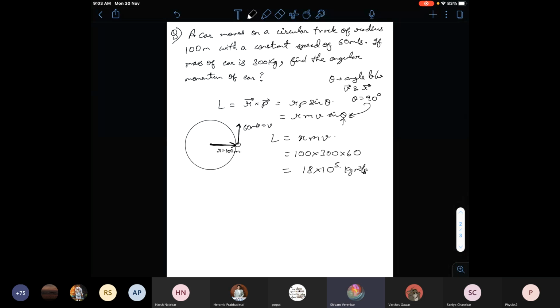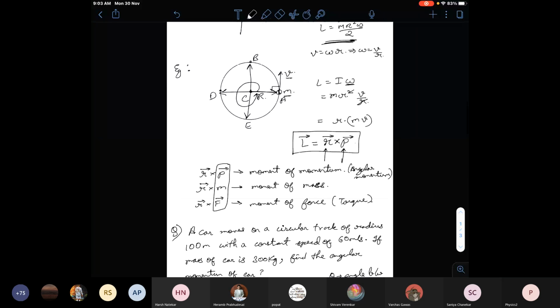Sir, from where did you get the sine theta? I told you, it is r cross p, because L is a vector quantity. When you write it as r into p, r is a vector and p is also a vector. So either it will be a dot product or it will be a cross product.